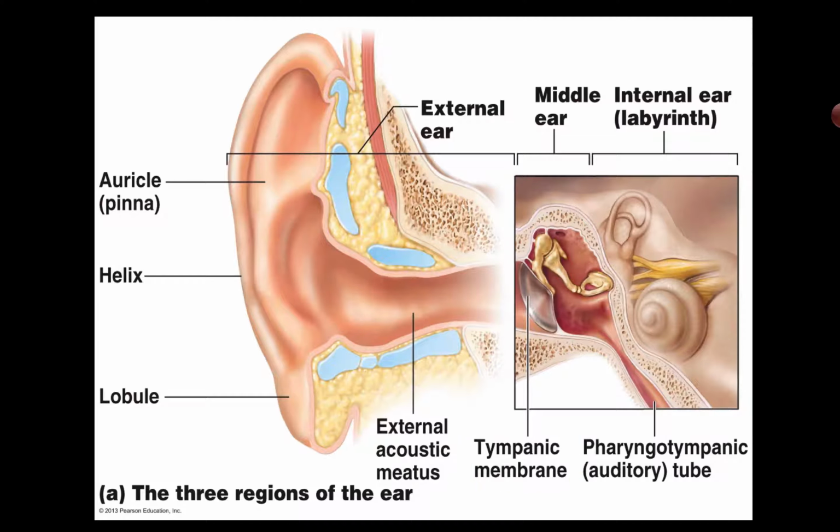So that tympanic membrane, that eardrum, is a thin, semi-transparent partition between those two parts of the ear, the external and the middle ear. And it's covered by an epidermis. It is composed of elastic fibers, collagen fibers, and it's rather flexible, right? It can vibrate in response to the presence of sound waves.